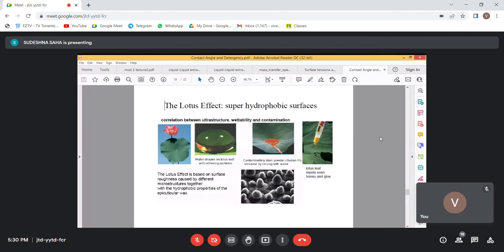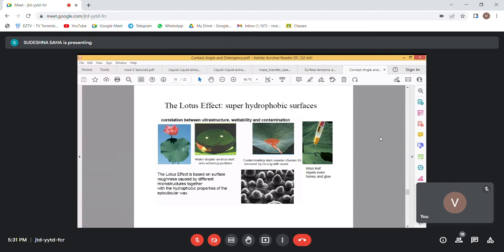Actually, that is the answer in this slide, because suppose all of you have seen that on a lotus surface, the water doesn't stay, right? It rolls off. Yes, ma'am. Right.